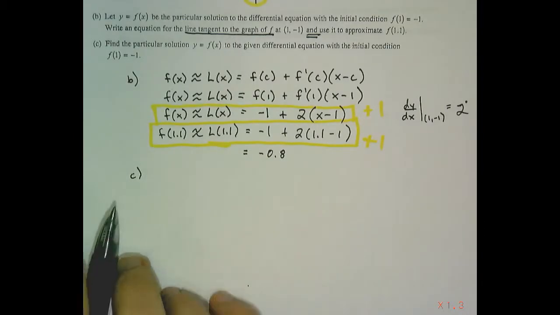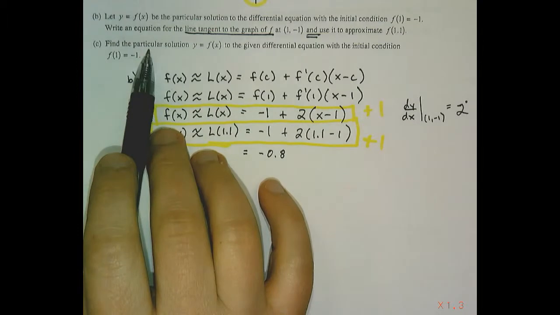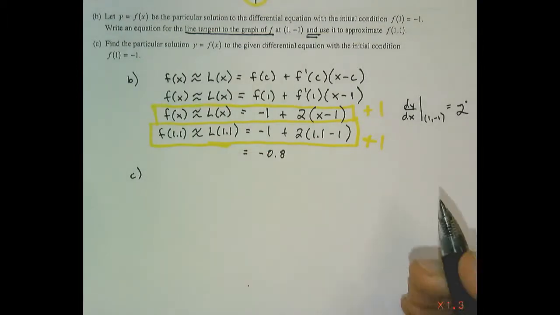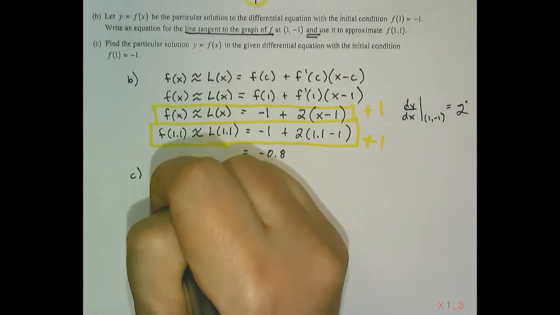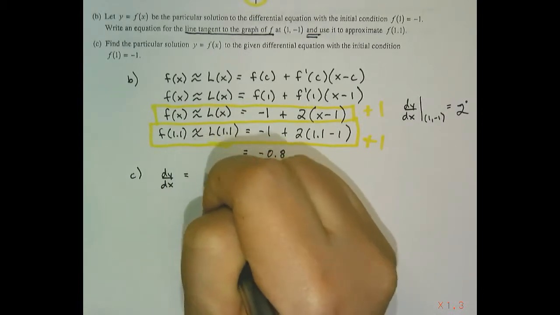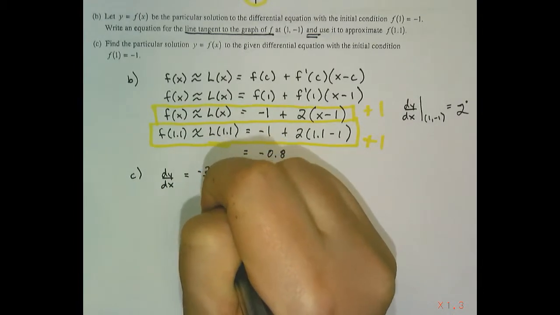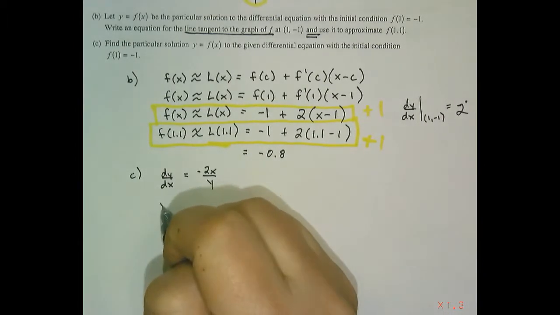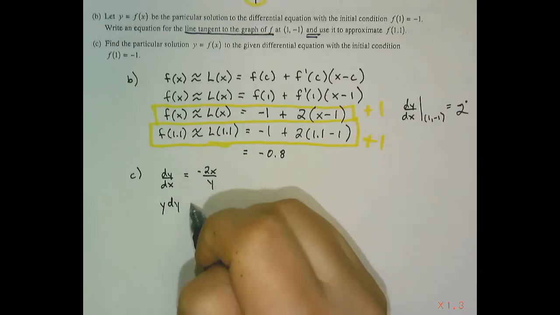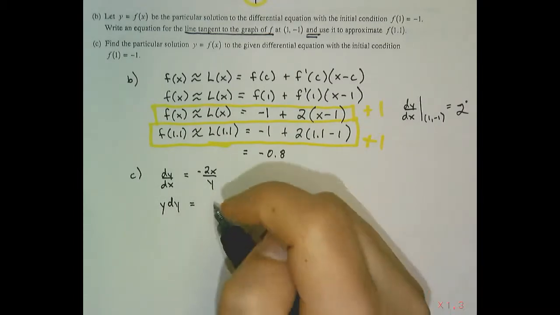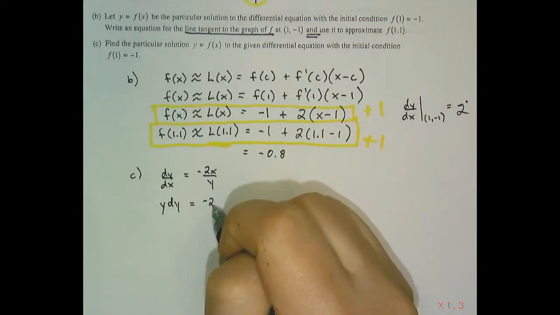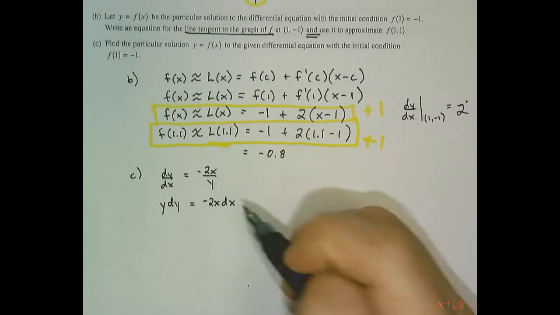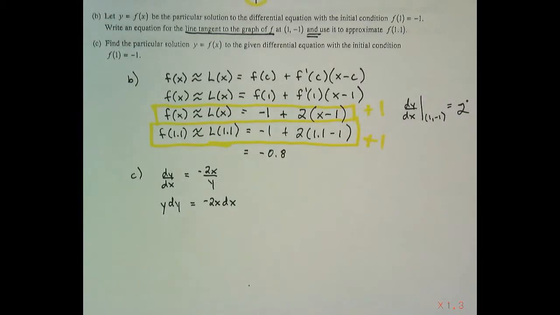All right, part C is pretty common for these problems. They want you to find the particular solution. So this is a case of separating the variables and then solving for y. So here's our given differential equation. If I separate my variables in step 1, I'm going to multiply the y across to the left-hand side and multiply the dx over to the right-hand side. And I have the variables separated.